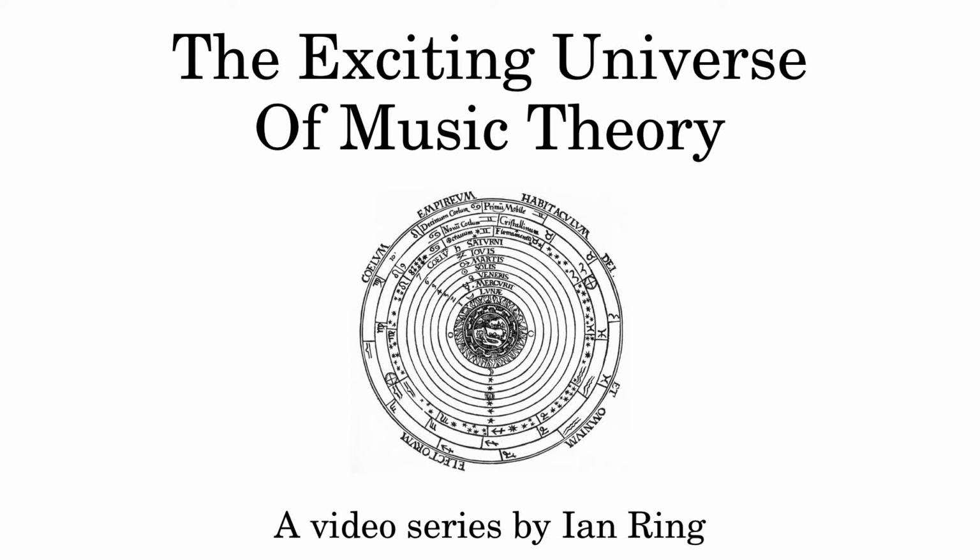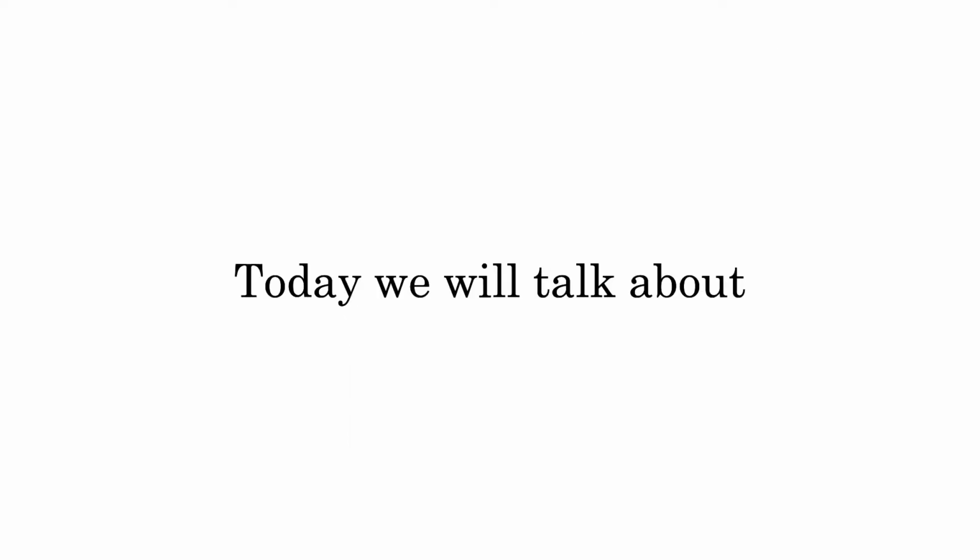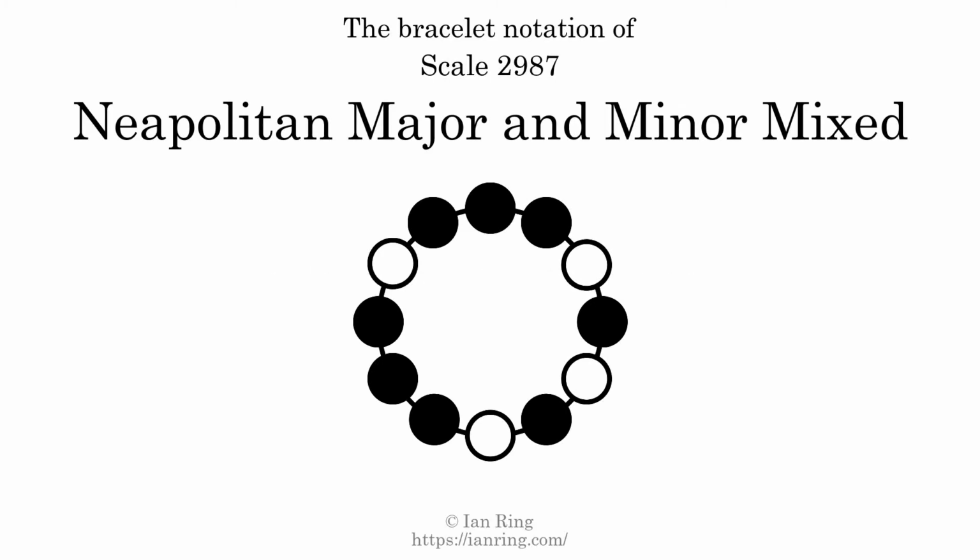Welcome to the exciting universe of music theory. Are you ready to learn? Then let's begin. Today we will talk about Scale 2987, Neapolitan major and minor mixed, which sounds like this.